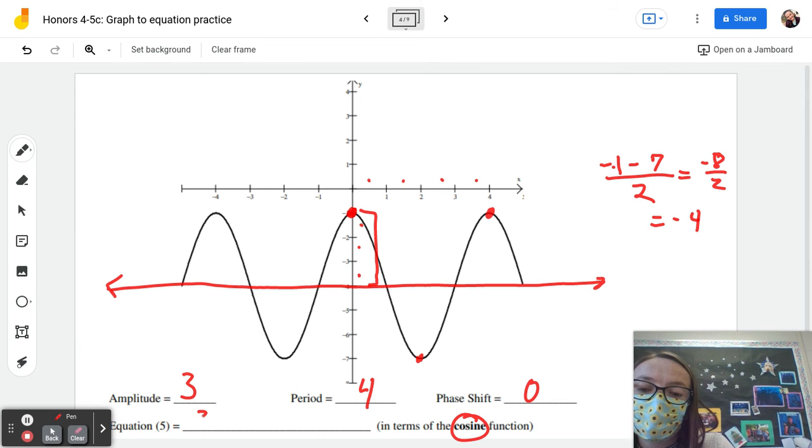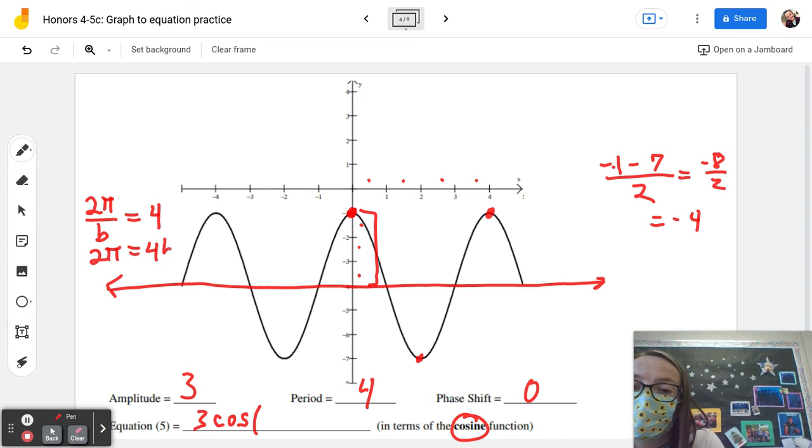I'm going to go ahead and put my amplitude out front, cosine of, all right, let's go ahead and find b. 2 pi over b is equal to 4. 2 pi is equal to 4b. So pi over 2 is equal to b, which means pi over 2 gets multiplied to x. So I'm going to get pi over 2x. There is no phase shift, so I'm going to say plus 0. And then we're going to add our final touch, which is the vertical shift. I'm going to subtract the entire function by 4.